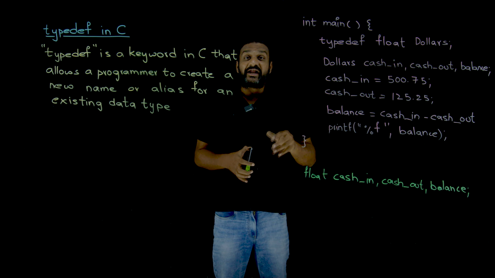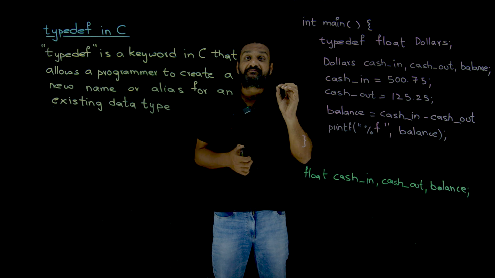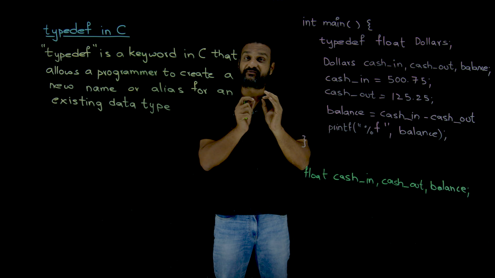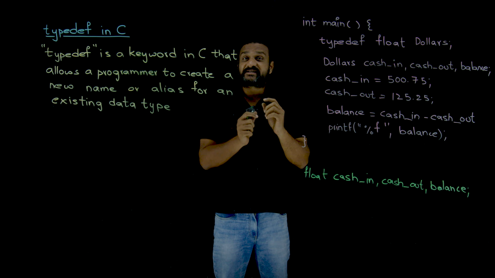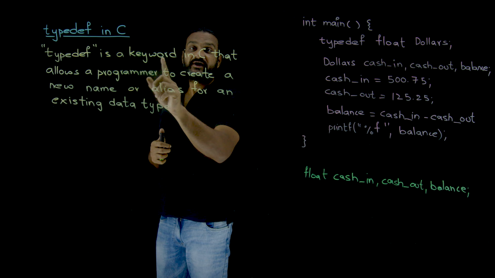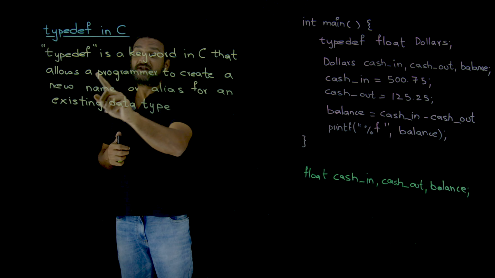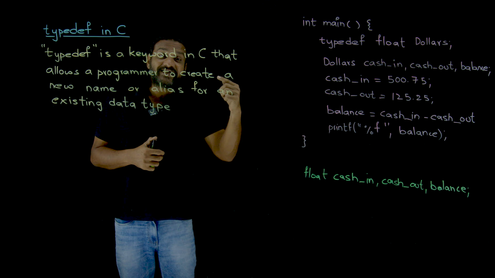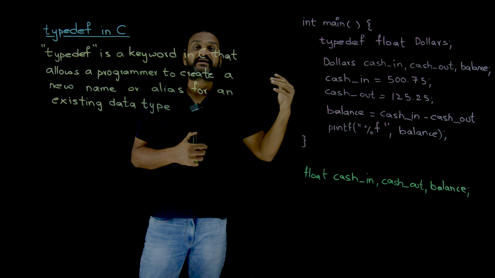In this class, we will understand the concept of typedef in C programming language. The concept is very straightforward and very simple. First, we will understand what that means. Typedef is a keyword in C programming language that allows a programmer to create a new name or an alias for an existing data type.